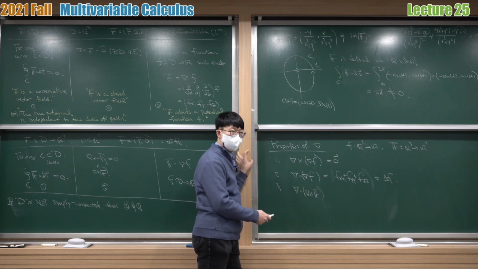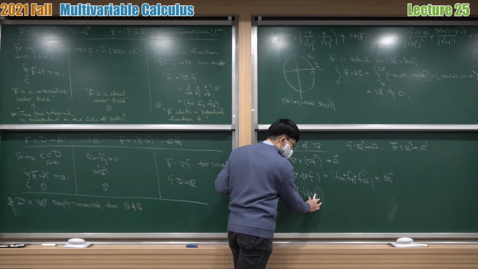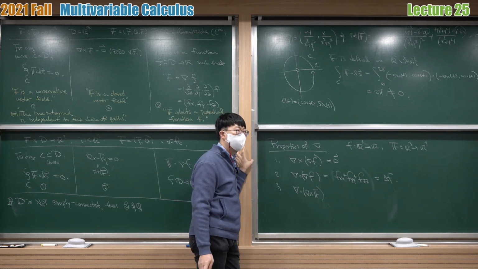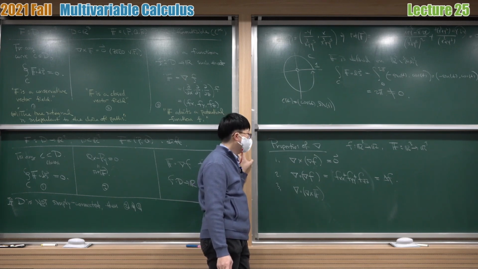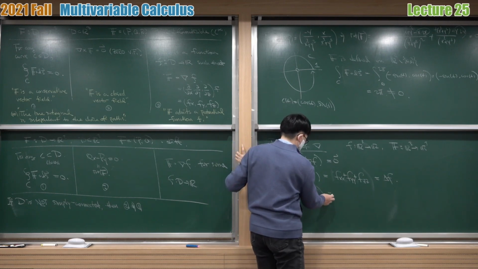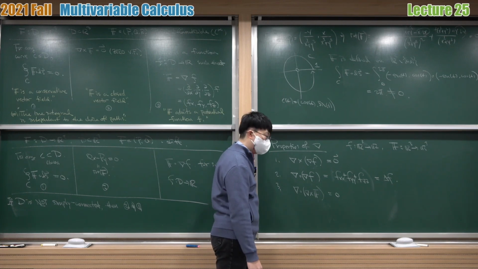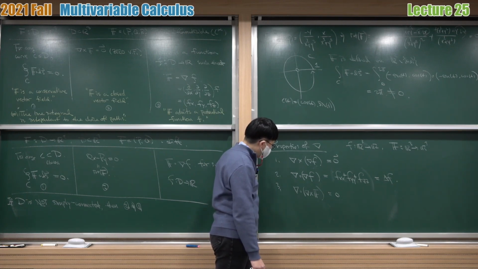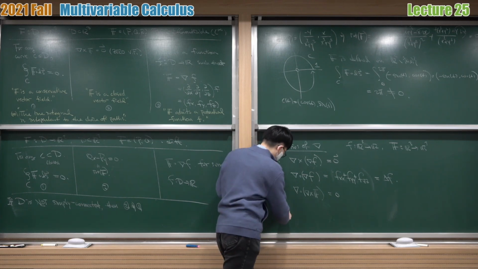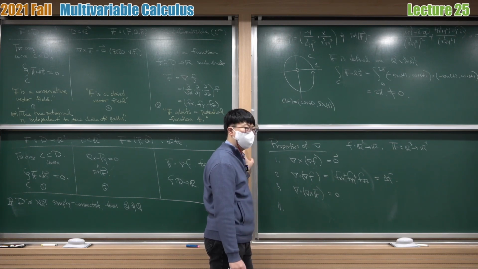Does it make sense first? Yes, because if you take the curl, it's a vector field, and then you take the divergence. What do you get? 0, yes. A scalar number, a scalar function. Anything else? Well, I cannot think of any other combinations here.